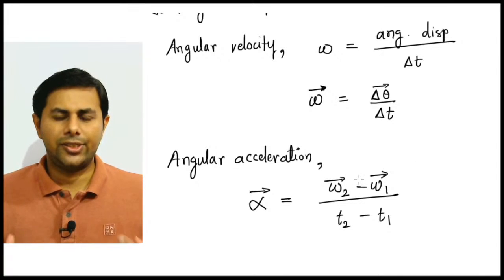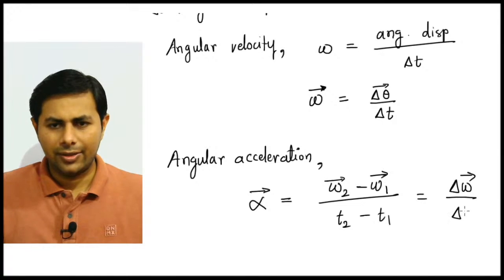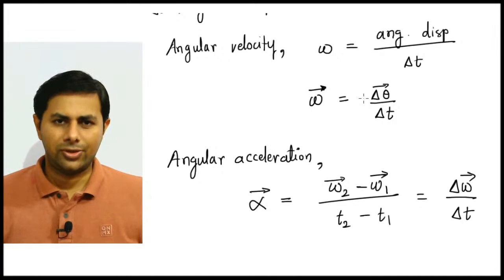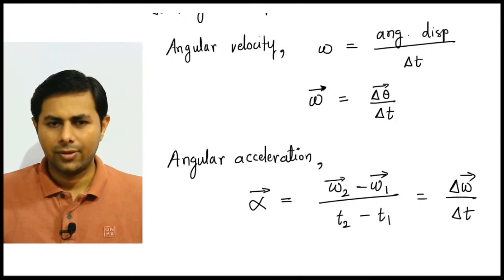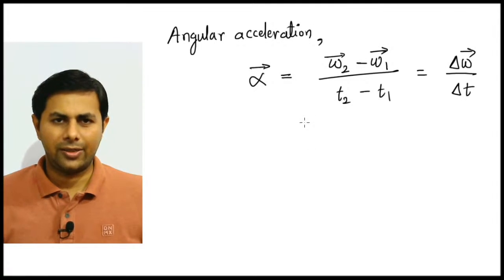It is just the change in angular velocity with respect to time, where omega 2 is the angular velocity at time t2 and omega 1 is the angular velocity at time t1. This can be written as delta omega bar divided by delta t. These are the average values of these quantities. Just like the linear case, here also we can define the instantaneous values of angular velocity and angular acceleration.